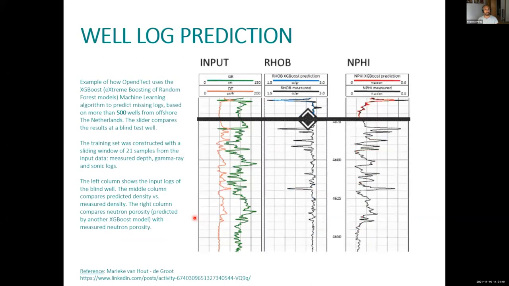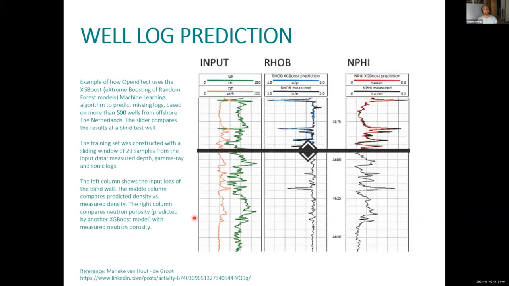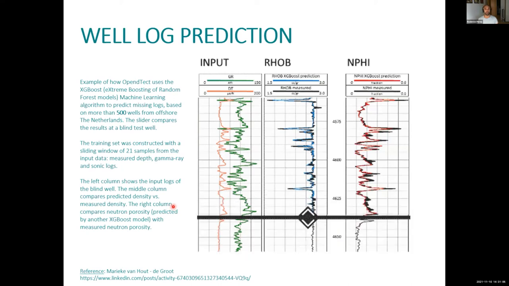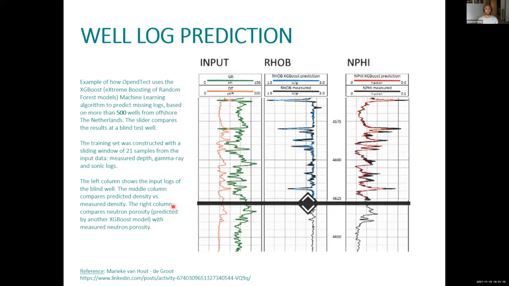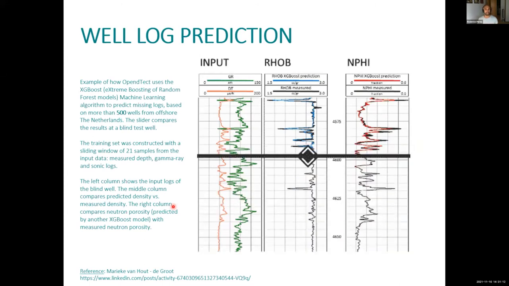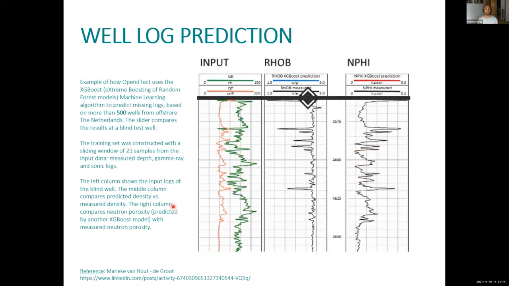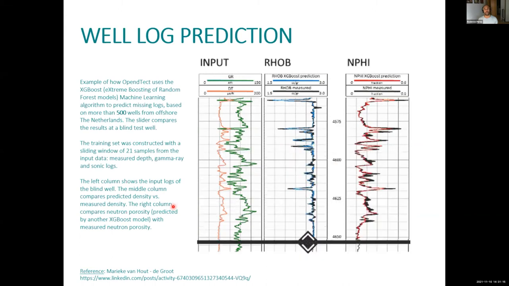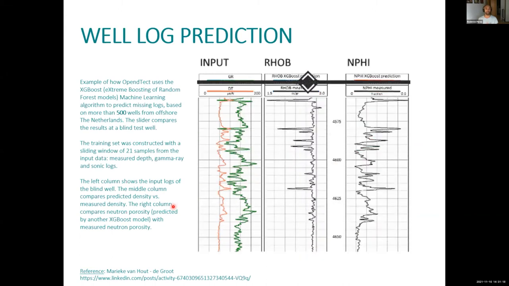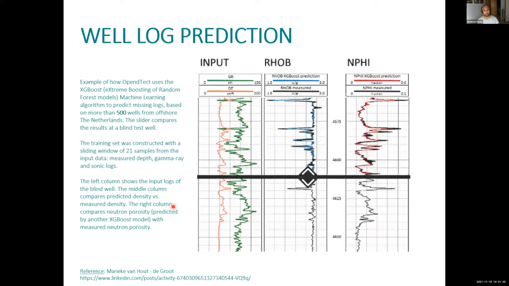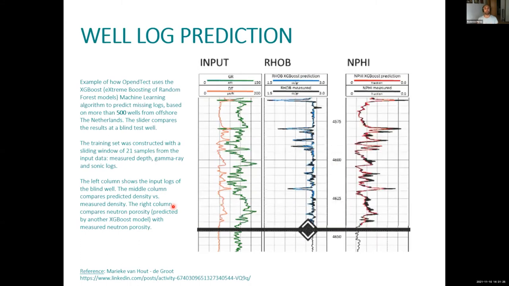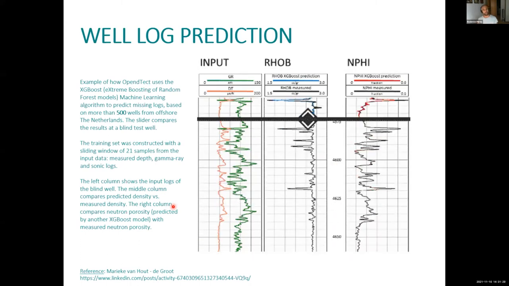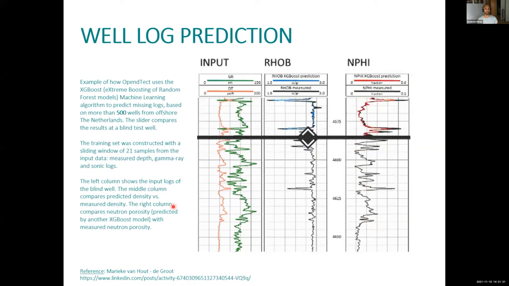But at the same time, this is an example from the people from OpenDetect that we can also perform a well log prediction. This is something that we may do right now, for example, with a linear equation. I'm going to say something crazy, but for example, we can take a gamma ray log and try to predict a sonic log. I mean, there are plenty of equations out there that you may use for that.